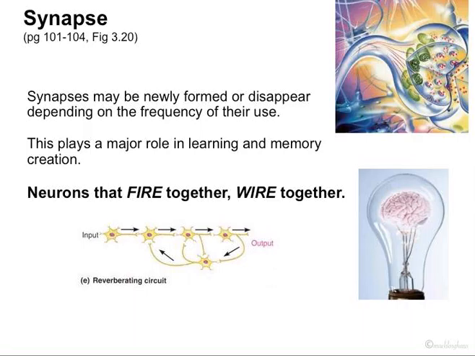Synapses are often newly formed. They also disappear, and that depends on the frequency of their use. That's a very important concept, because that is what we actually do when we learn, when we create memory. When we fire a neuron constantly, the receiving neuron will make an extension firing back to the axon of the sending neuron. That strengthens that pathway greatly. And so we have a saying in neurology that neurons that fire together will wire together.